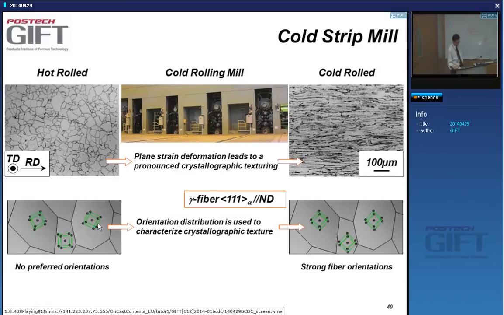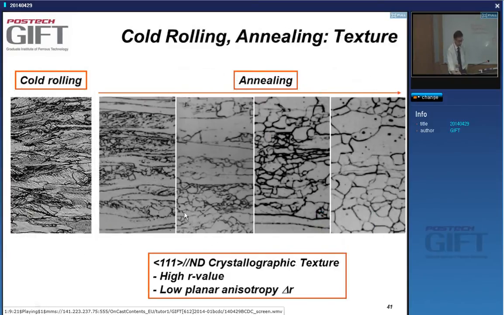And as a consequence, the crystallographic orientation distribution changes, yes? And in the case of carbon steels, yes, what we want to have in our product is what's called a very strong gamma fiber. We want all these little crystals to have the 111 direction parallel to the normal direction of the sheet. Yeah? Okay? And this is achieved by a combination of high levels of deformation and recrystallization annealing. Yeah?